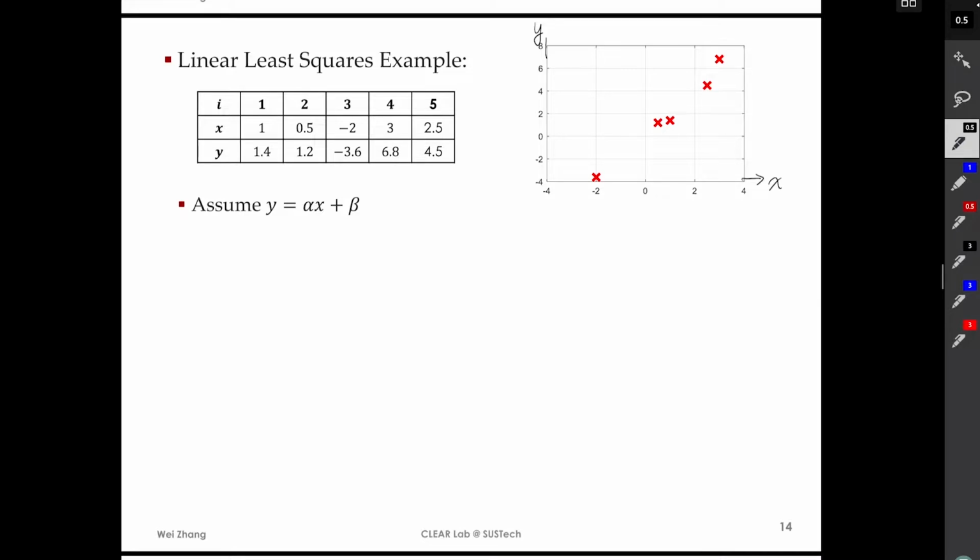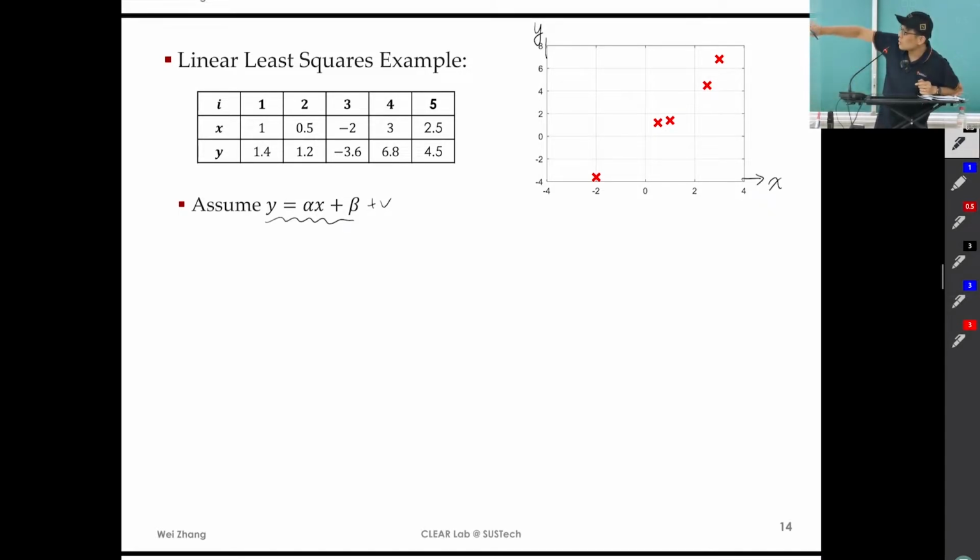Line means y is a linear function of x. Roughly speaking, you wouldn't have an exact fit, because of your measurement noise and your modeling uncertainty, you may not fit perfectly. You can see these points are not on any line. All you can do is find the best approximation. In this case, let's see how we can go back to the basic setup.